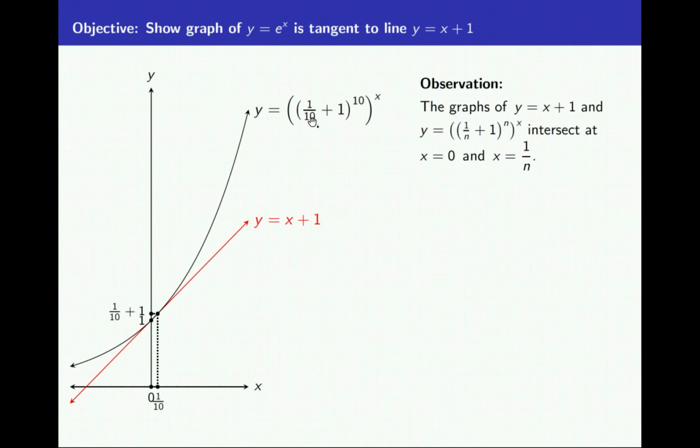Now from n equals 10, let's jump up to 20. Here's the graph of y equals (1 over 20 plus 1) to the power of 20, whole thing to the power of x. And it crosses the line y equals x plus 1 at 2 points, here and here. They're very close together. One of them is at x equals 0, and the other is at x equals 1 over 20.